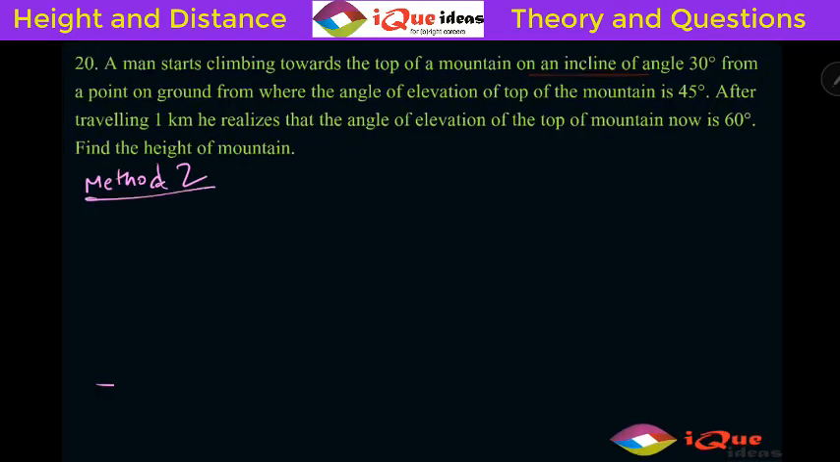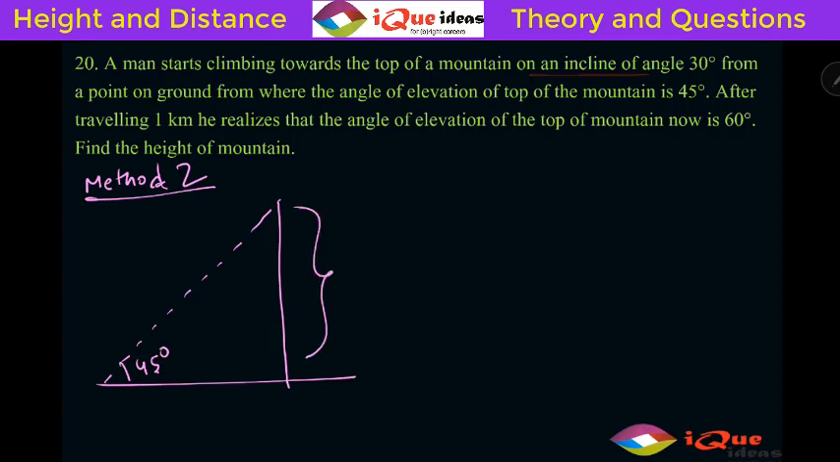Let's see. So this is the ground. This is the mountain. The angle of elevation from this point is 45 degree. So first of all, if this height is H, this width will also be H. Alright. Because this is a 45, 45, 90 degree triangle. Now this incline is 30 degree. Okay. And from this point, this incline is 60 degree.